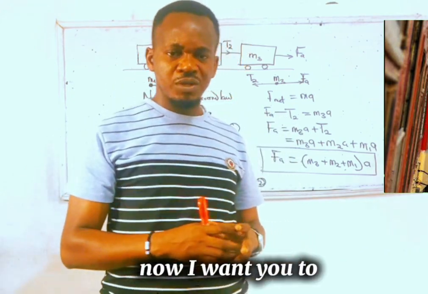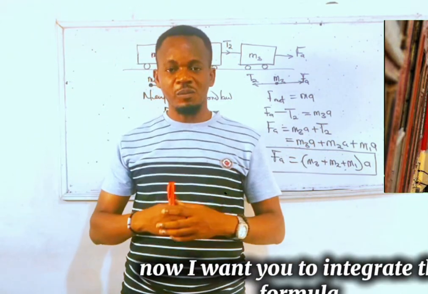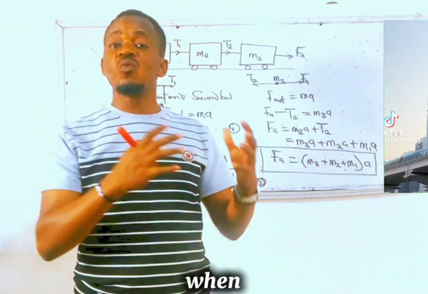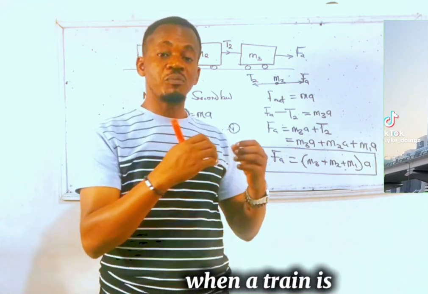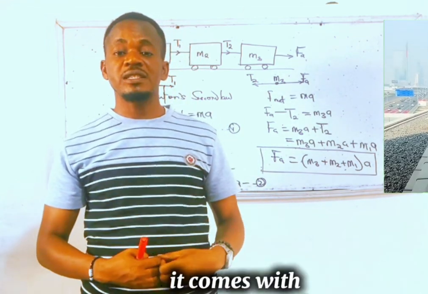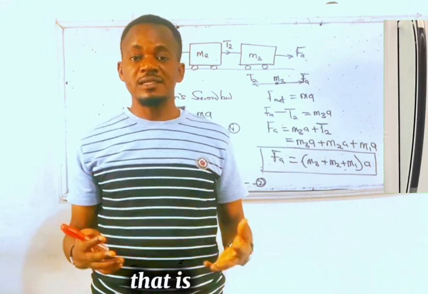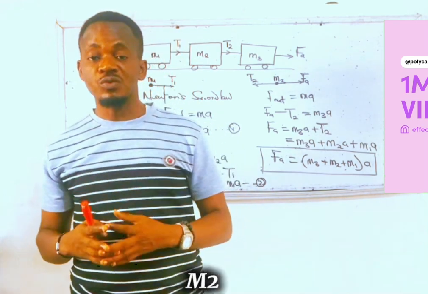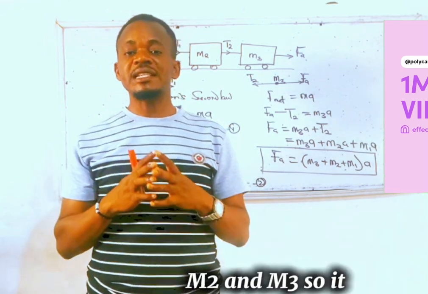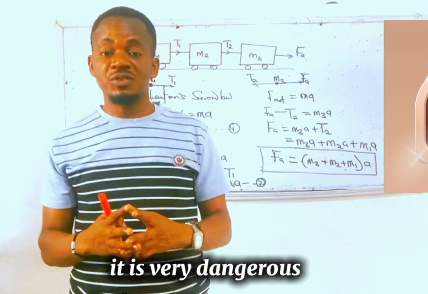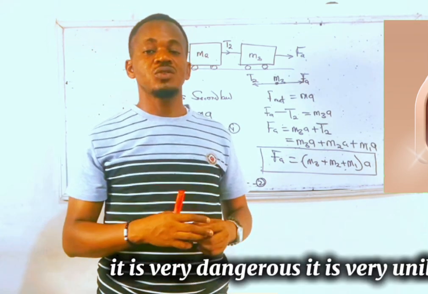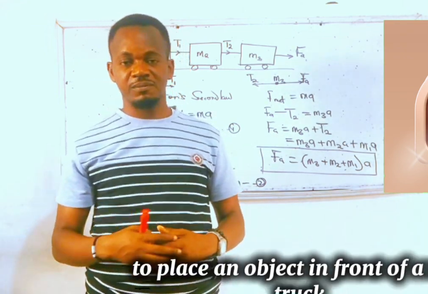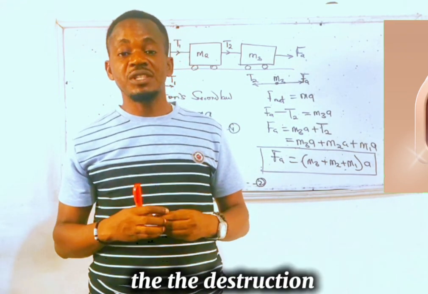Now, I want you to interpret this formula. This formula indicates that in a real life situation, when a train is moving, it comes with the full force, that is the force acting on masses M1, M2, and M3. So it is very dangerous, it is very annihilating, to place an object in front of a rail track. The destruction is always massive.